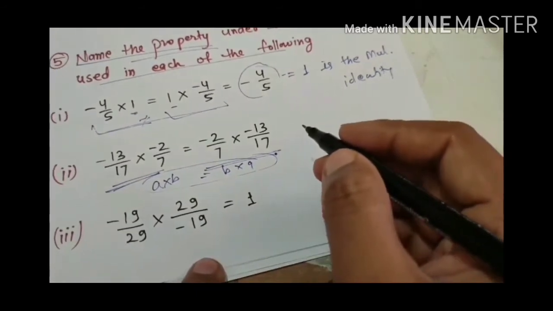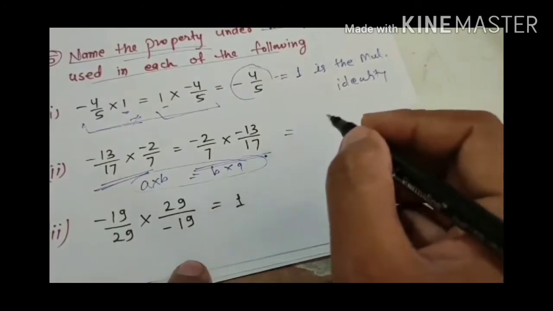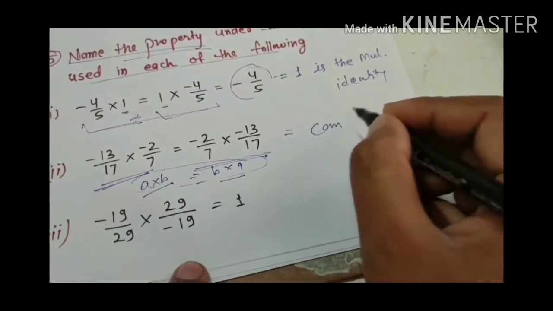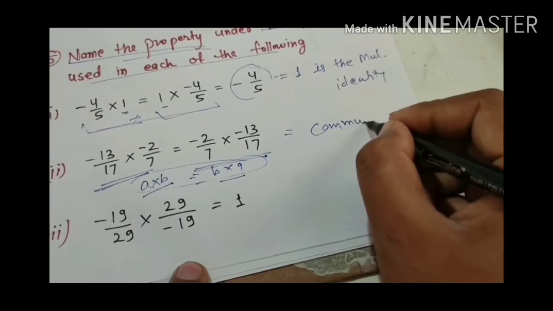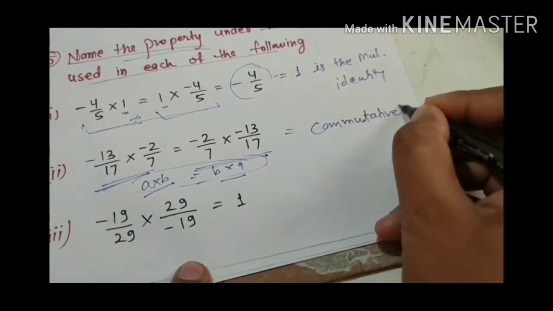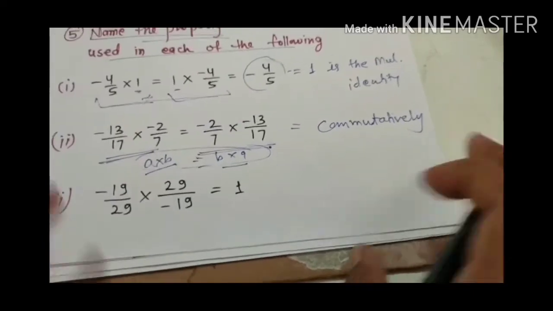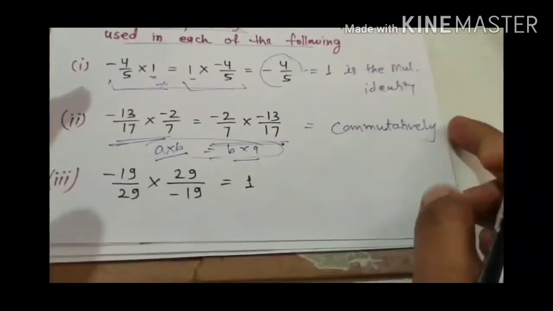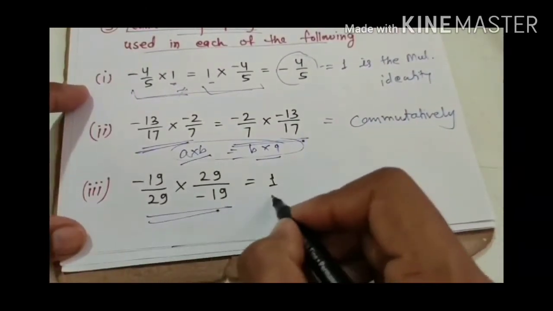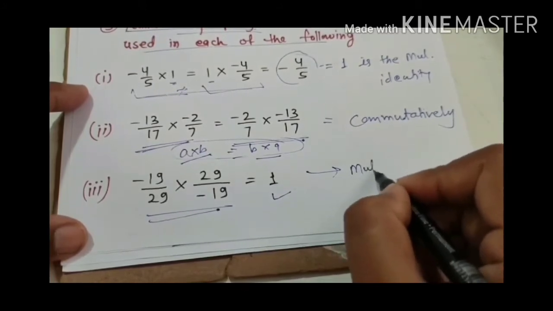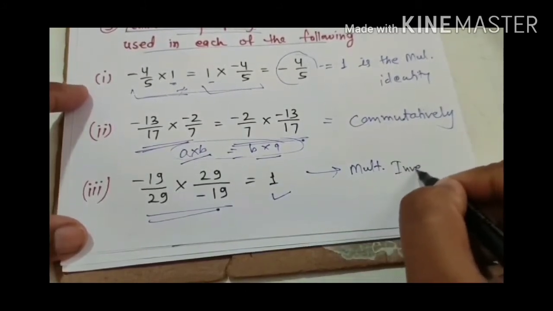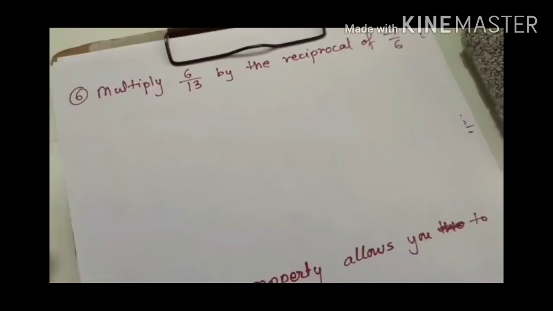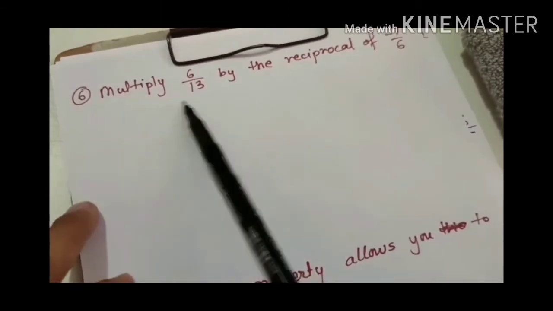The same thing here, b into a into b. Which property is there? This is called commutative. As I said, the commutative property, if you remember, the product of the numbers when you interchange them, the value will also be the same. Now the same thing, when you multiply any two numbers, if you get 1, that is called multiplicative inverse. If you see in question number 4, it is given. Let's go to question number 6.